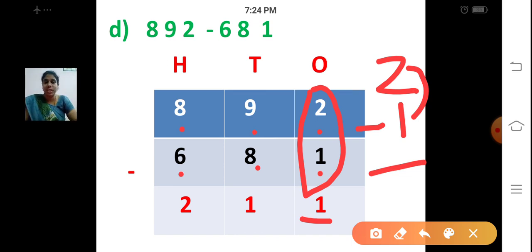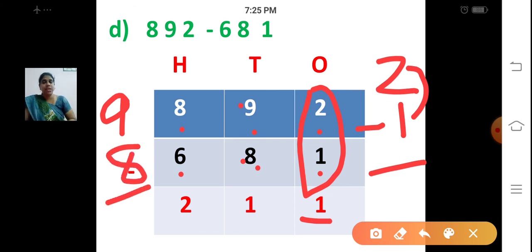After that, what do we have to do? We have to move on to the tens place. So we have to subtract the tens place. 9 tens minus 8 tens. 9 minus 8. So start from number 8. Count forward till you reach 9. After 8, 9. So 1. 9 tens minus 8 tens is 10.